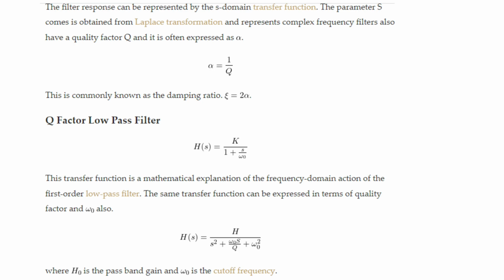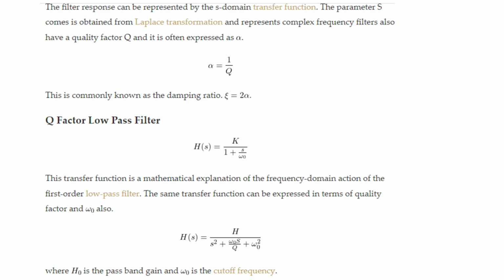The filter response can be represented by the S domain transfer function. The parameter S is obtained from Laplace transformation and represents the complex frequency. Filters also have a quality factor Q, and it is expressed as alpha. Here alpha equal to 1 divided by Q. So the Q factor of a low pass filter is defined by H of S equal to K divided by 1 plus S by omega naught. This transfer function is the mathematical description of the frequency domain action of the first order low pass filter.